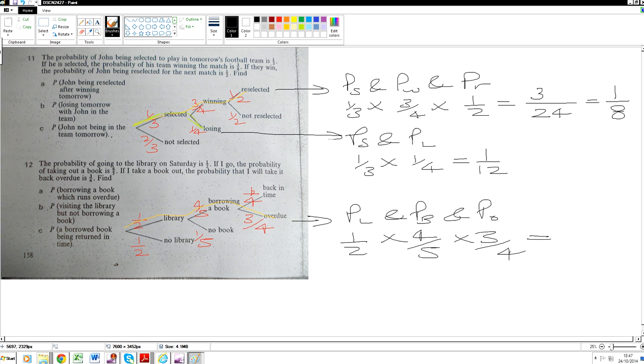So we multiply out all the top numbers. 1 times by 4 times by 3, which gives us 12. 2 times by 5 is 10. 10 times by 4 is 40. Can we simplify this? Divide them both by 4. 12 divided by 4 is 3, and 40 divided by 4 is 10, so 3/10.